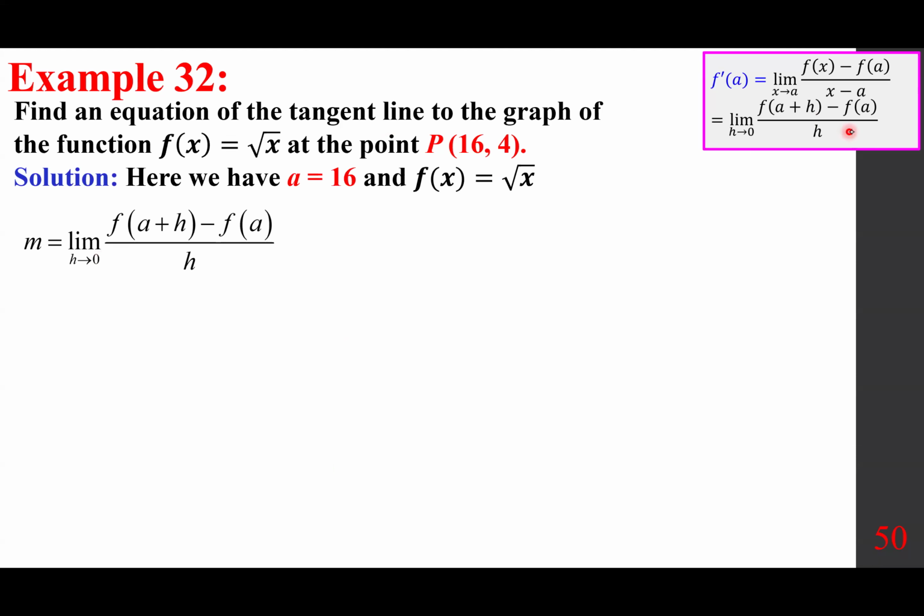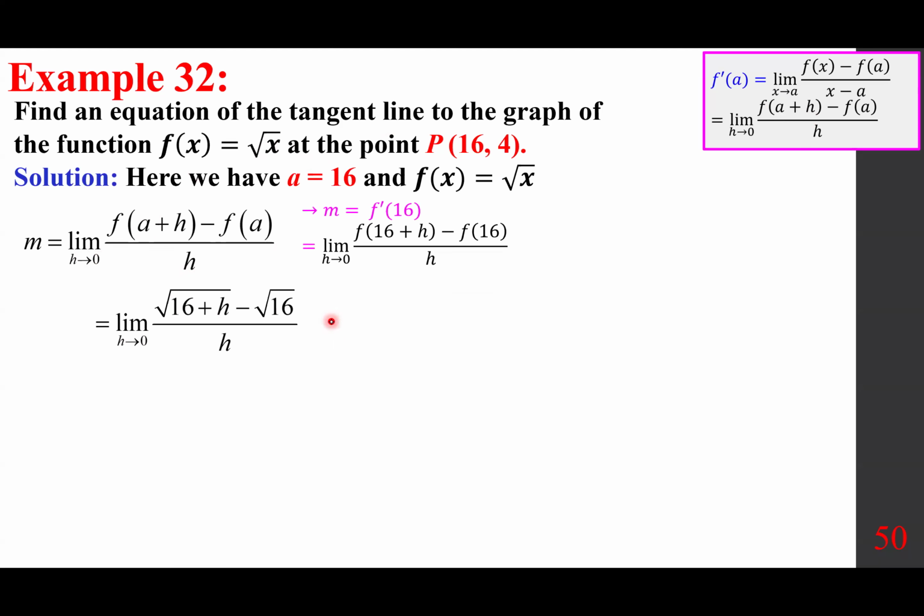Okay, a is 16, f of x is square root of x, and here's the definition we are going to use. In fact, I'm going to use both again for practice, everybody. So what is f of a plus h? The limit as h approaches 0, the denominator is h, the numerator is square root of 16 plus h minus square root of 16. Now, square root of 16 is 4, so you can put the 4 here. But the reason I want to go with the square root of 16, what if it's not a perfect square, it doesn't come out? I want to show you the process in the same manner.